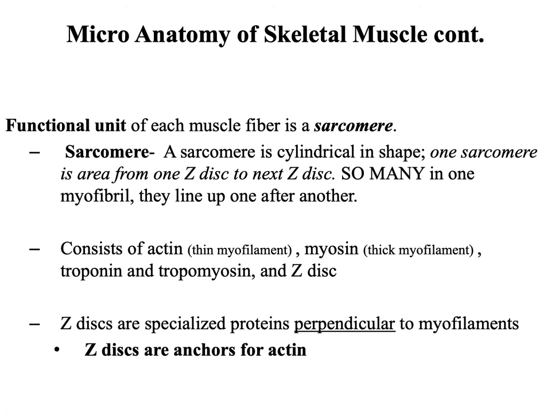So what's inside of those little sarcomeres that are making us contract our muscle? We have those actin and myosin that I already told you about. And then we have a couple of extra little dudes that you're fixing to meet. Troponin and tropomyosin. And then, of course, those Z-discs that are anchoring the actin. A for anchoring, A for actin. Anchoring the actin.